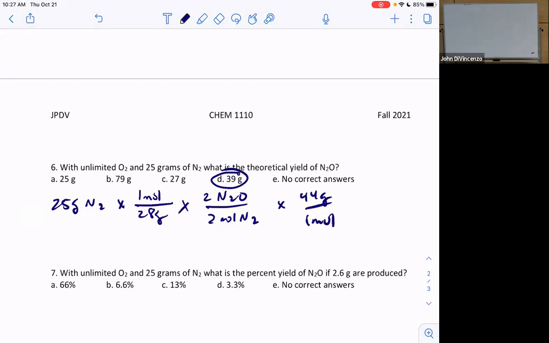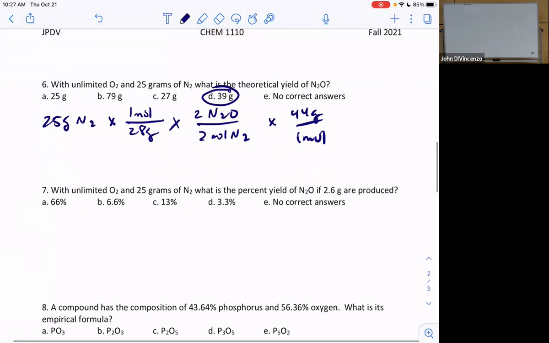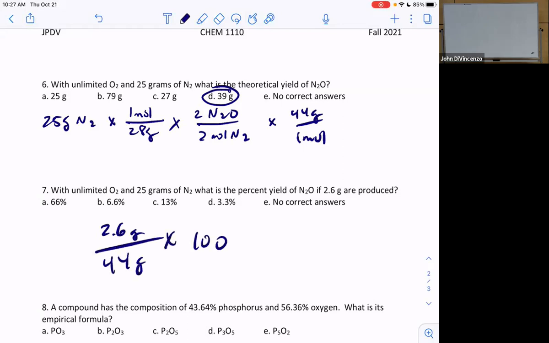Now we want the percent yield. And it's the same question as the previous one. So we know we've got unlimited O2 and 25 grams N2, what's the percent yield of N2O if 2.6 grams are produced? Well, 2.6 grams goes in the numerator or denominator? Numerator. Divided by the 44 grams, right? Times 100, what do we get? 6.6%. That's it for that one reaction with all those questions.